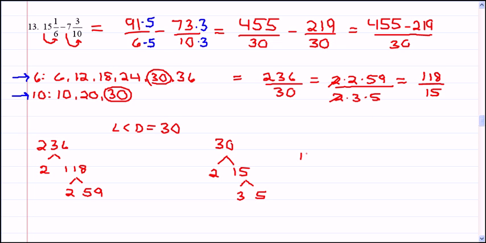or I can change this to a mixed number, and 7 times 15 is 105, and when I subtract I get 13 left over, so that this can also be written as 7 and 13 over 15.